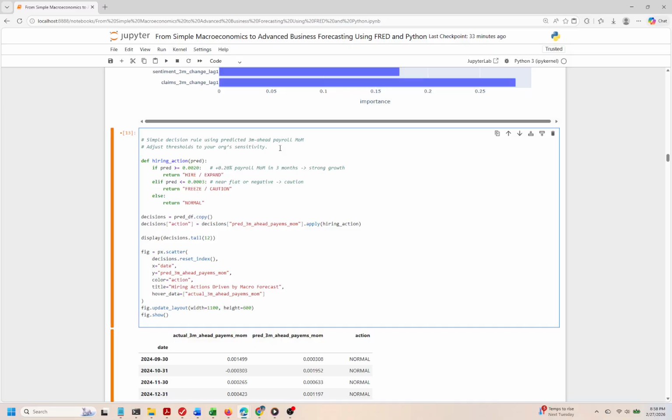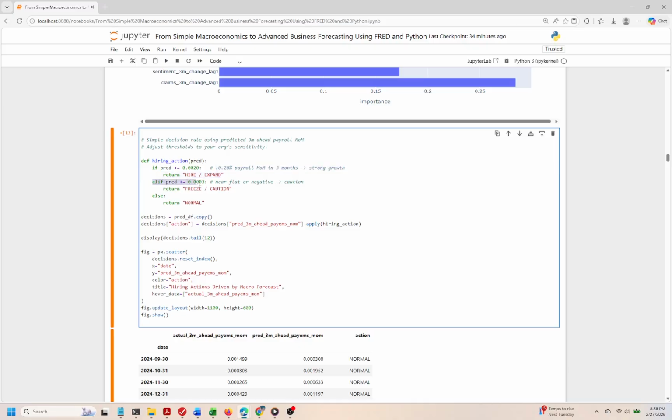The function defined here, called hiring action, evaluates the predicted payroll month-over-month increase 3 months into the future. Essentially, if the forecast indicates a significant growth of at least 0.20%, the recommendation is to hire, expand. This suggests a robust economic environment, encouraging investment in staffing.